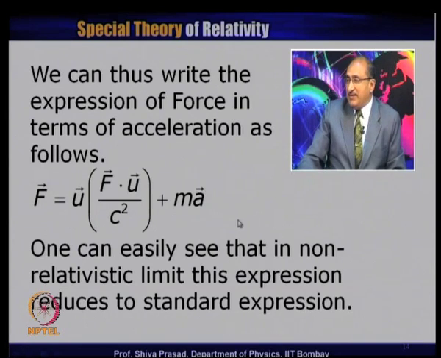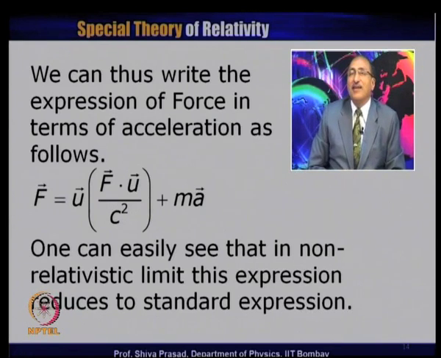Of course, one can see that in the non-relativistic limit, this expression will reduce to the standard expression. In the non-relativistic limit, this m can be assumed as m naught, because once u is very small in comparison to c, gamma u is very, very close to 1. Therefore, m will be equal to m naught. And if u is very small in comparison to c, there is a c square in the denominator, so these values will be very small in comparison to c square. Therefore, even the first term will be neglected, and f can be written as f is equal to m naught a, the way we are used to writing in classical mechanics.